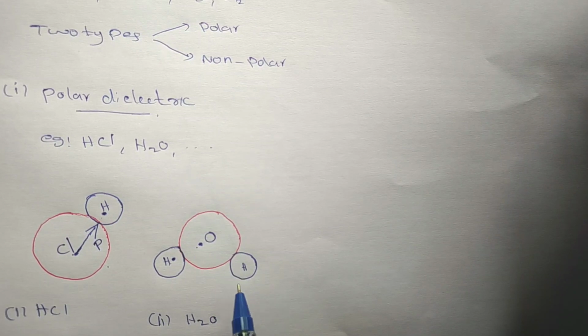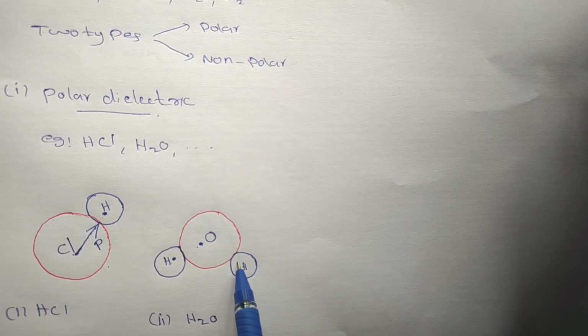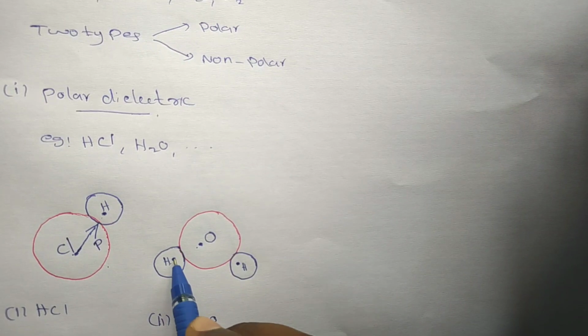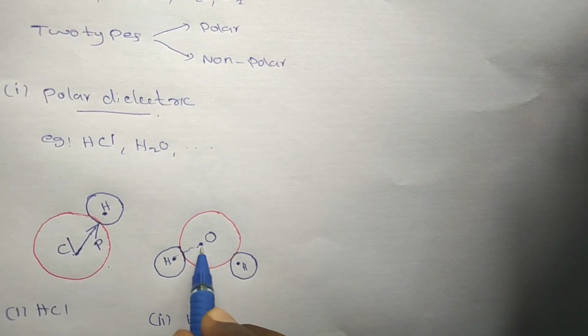Here also the same. The hydrogen loses its 1 electron. So this hydrogen becomes positive and this becomes negative. So you can see that the charges are separated by a small distance. So you can see that there is a dipole formation.